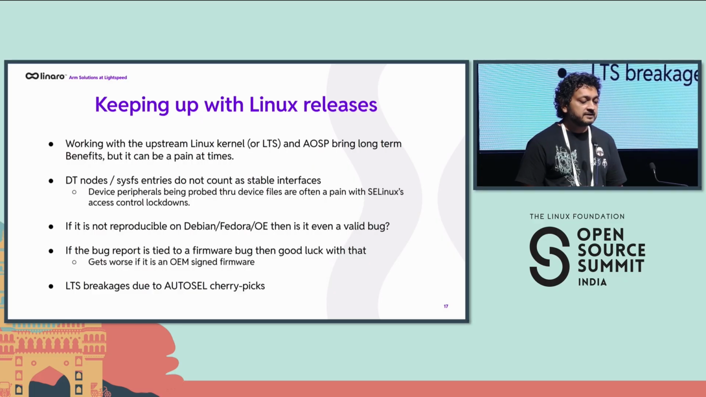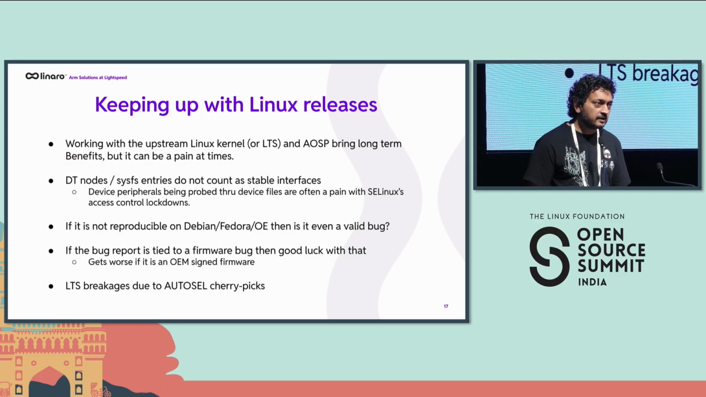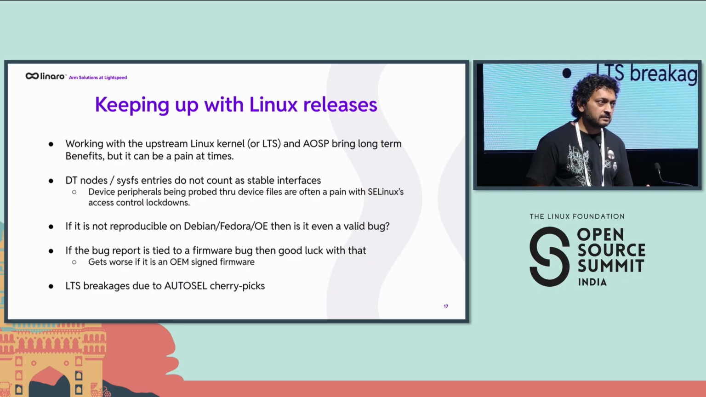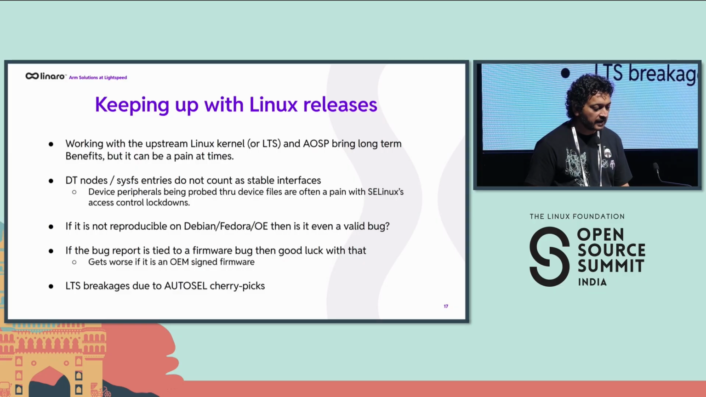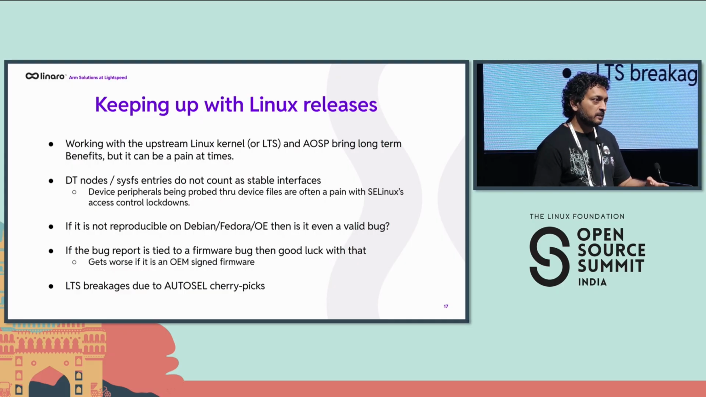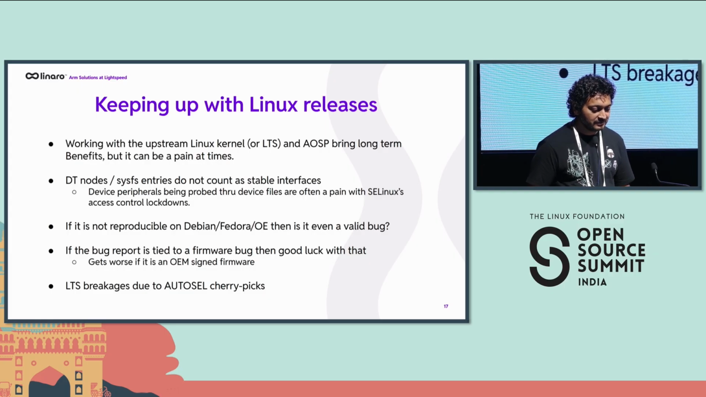Convincing upstream developers that the bug you reported is a valid bug can get a bit trickier too. This is one of the frequent contention points between upstream kernel developers and AOSP platform developers. If you are lucky, you get to reproduce the bug on Debian or a standard Linux distribution. Otherwise, we just keep arguing with the maintainer.